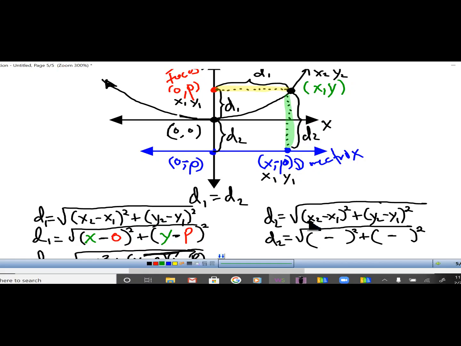What is x sub 2? x sub 2 is x. All right, what is x sub 1? x sub 1 is, oh, it's x, okay. Do you guys see that? x sub 1 is x right here. Yes, okay. What is y sub 2? y sub 2 is y. There it is. What is y sub 1? y sub 1 now is negative p. Okay. So write that in there and we're going to develop this together. Here we go.